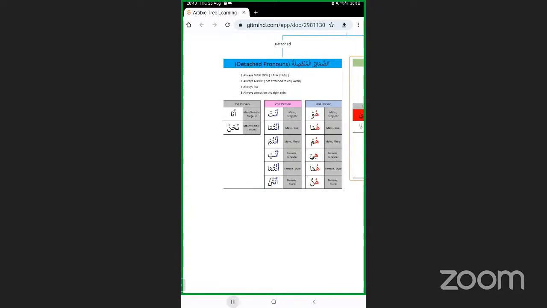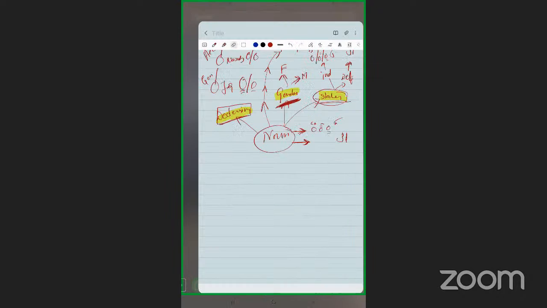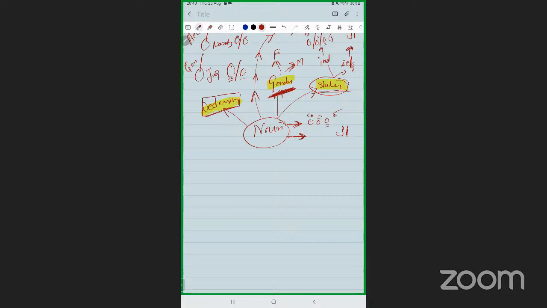Today we will be repeating pronouns. Now, an important question: how many of you have the pronouns by heart? Pronouns in Rafa state, or nominative case, right? How many of you have learned it? Raise your hand.